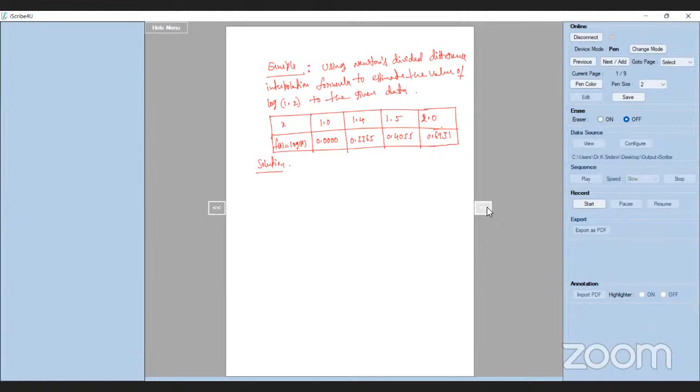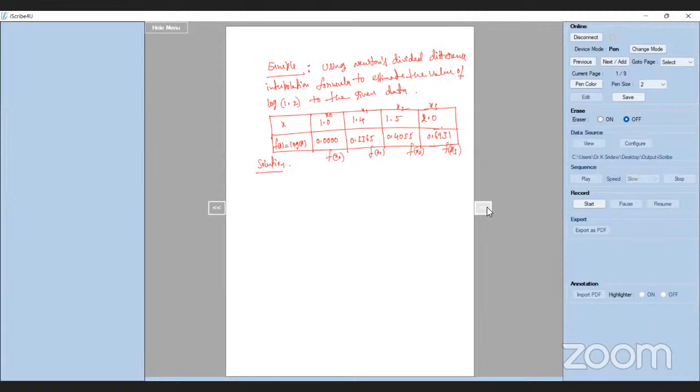Do it yourself, Uma. First, what will we do? Take x values and y values from the given tabular data. What are the x values and y values? This is x0, this is x1, this is x2, this is x3. So this is f of x0, this is f of x1, f of x2, and this is f of x3. These are the given values.